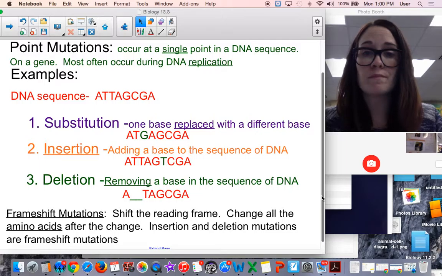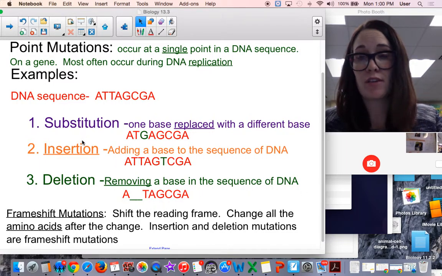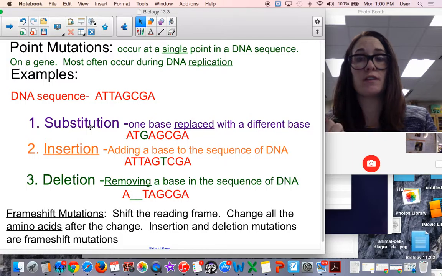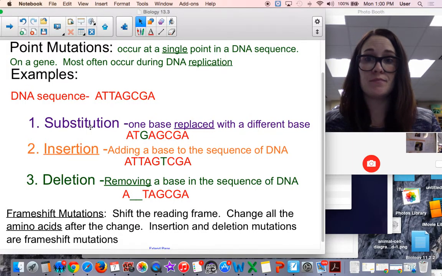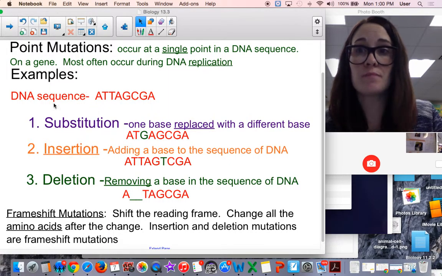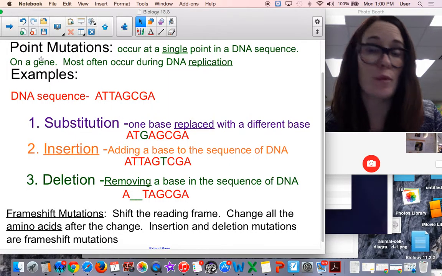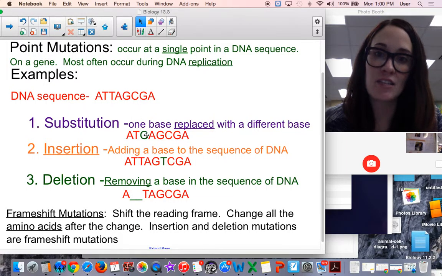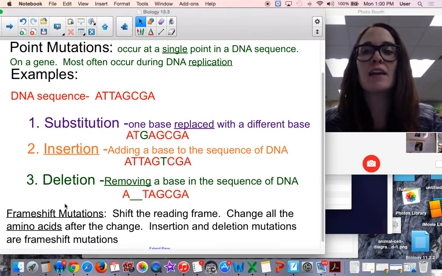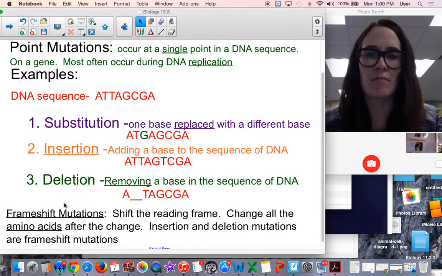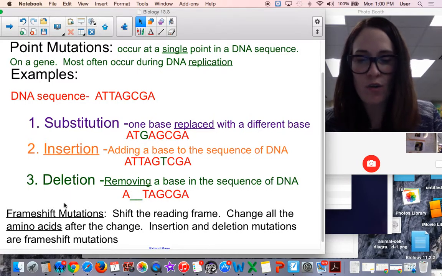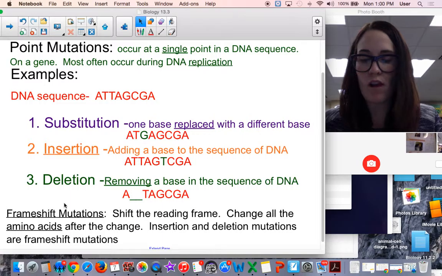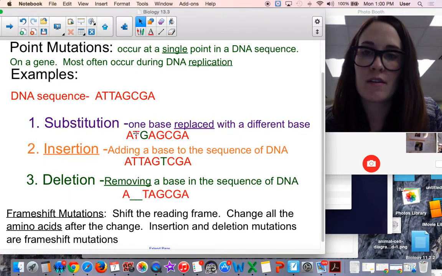Now, all three of these types of mutations, substitution, insertion, deletion, are point mutations. But two of them, when a base is inserted or a base is deleted, totally shift the reading frame. It's called a frame shift mutation. We know that, for example, look here.